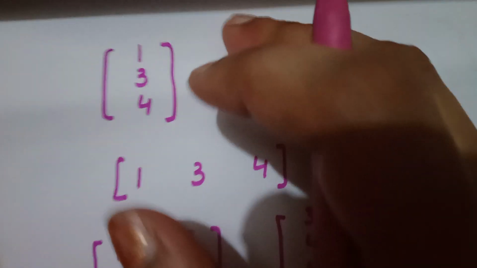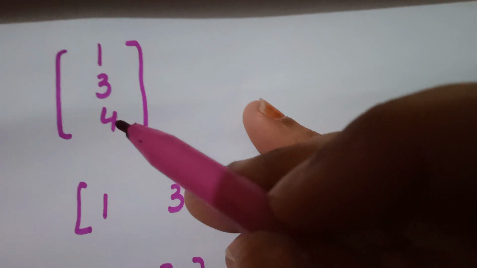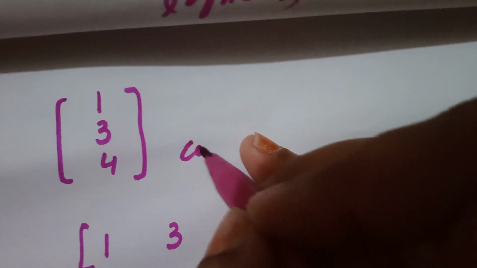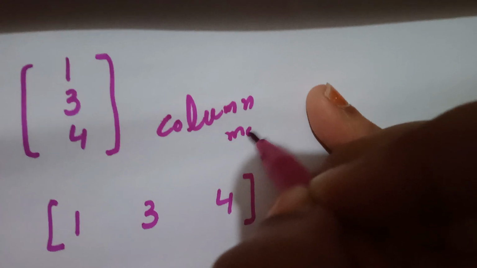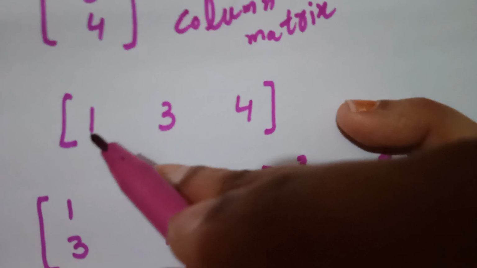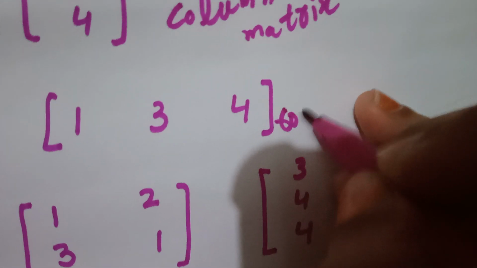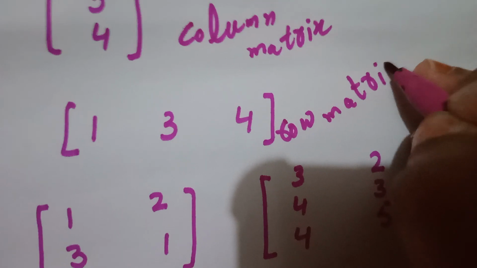Now let us start some easy examples. If a matrix has only one column, this is called column matrix. If a matrix has only one row, this is called row matrix.